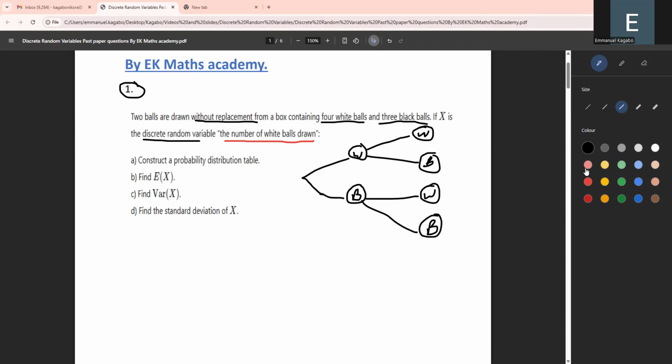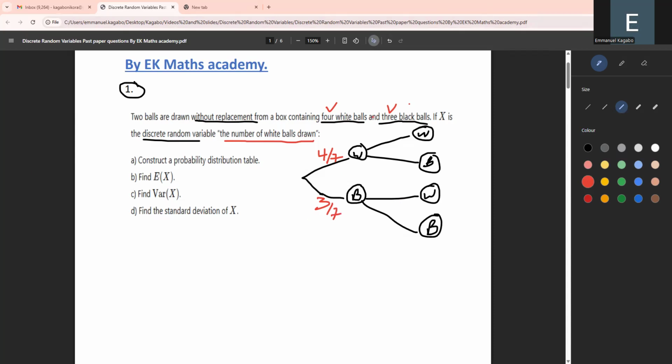Now, what is the probability of picking a white ball in first place? So how many white balls do you have? There are 4. Out of how many? 4 white and 3 black. So the probability of picking a white ball in first place will be 4 out of 7, right? What's the probability of picking a black ball in first place? It will be 3 out of 7. Very good.